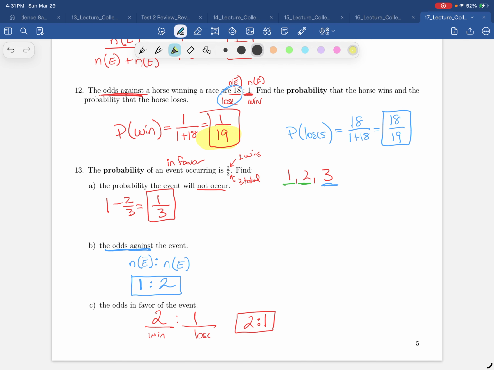Keep practicing some of these probabilities and it will come more naturally, but it definitely takes a little bit of practice. Good luck as you continue to work on these probabilities.